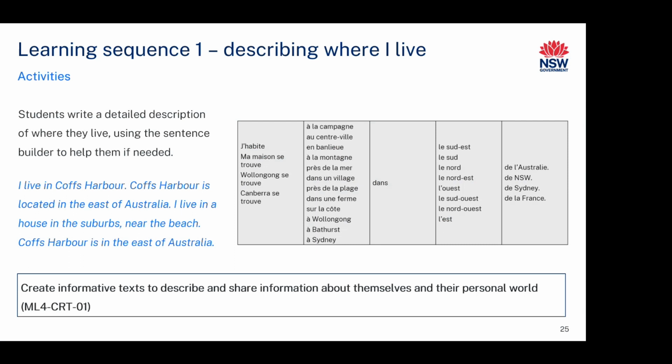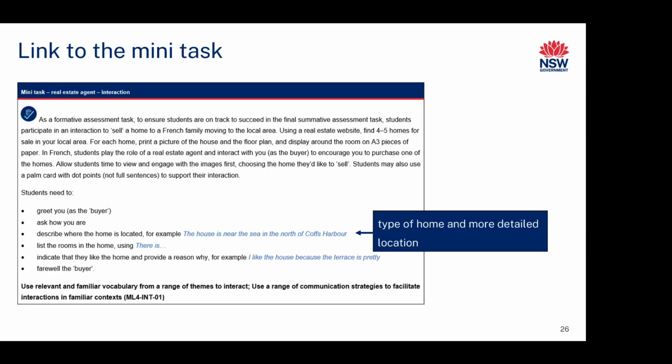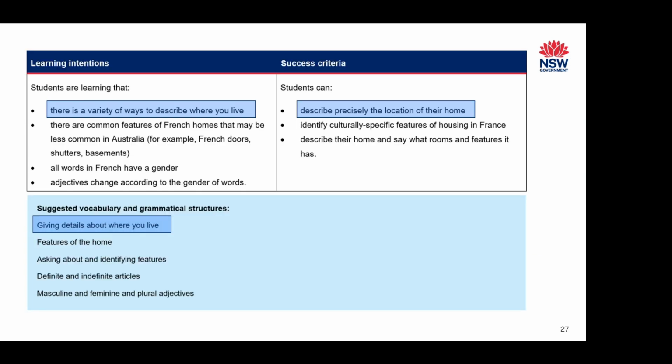With support from the sentence builder and from you, students are now able to write a paragraph such as the one on the slide, addressing this creating text dot point. Reminding ourselves of the mini task again, you can see students should now have the skills to do this third dot point in much more detail. Let's revisit the learning intentions, success criteria, and vocab and grammar for this first learning sequence. And you can see we've covered these aspects. So let's move on to the remaining learning intentions.